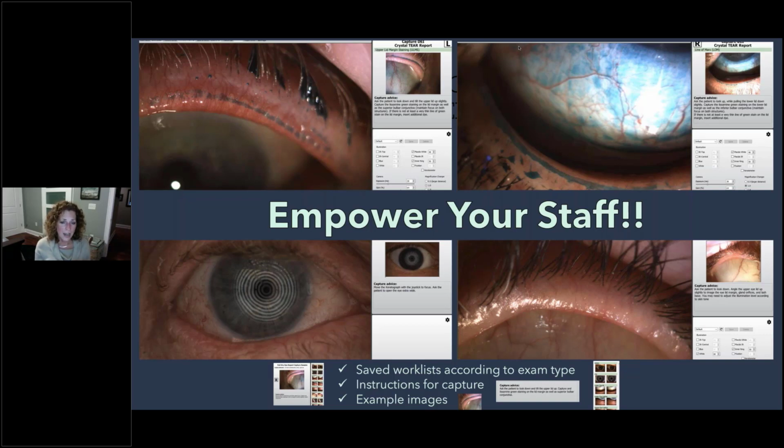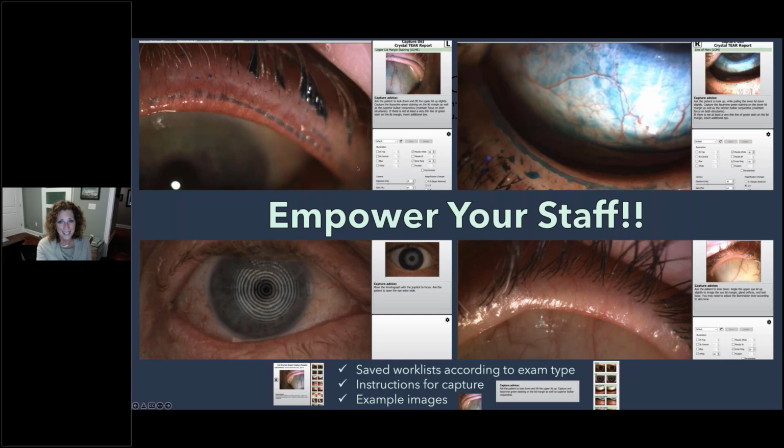You want your staff to become empowered and to have excellent skill with the 5M, not just to help speed your exams and make them better, but really to help them own their position and take pride in what they do. And I've seen this direct correlation over and over again.